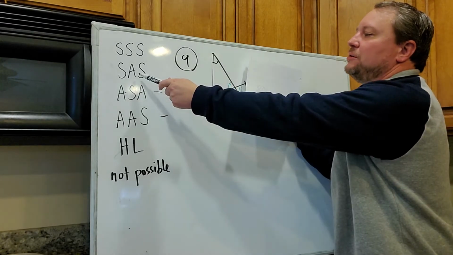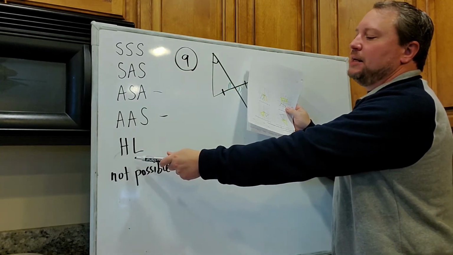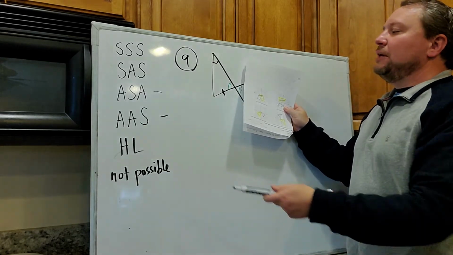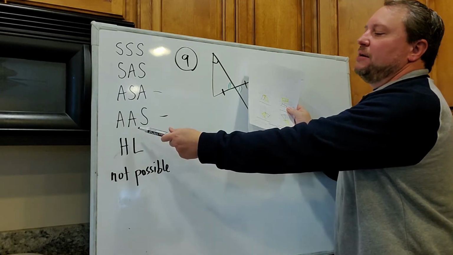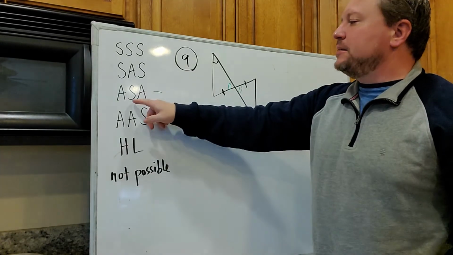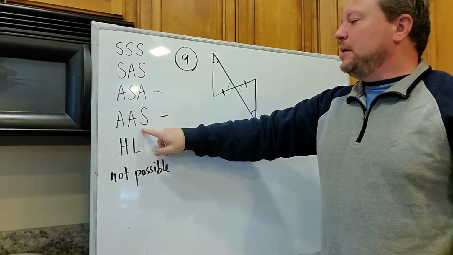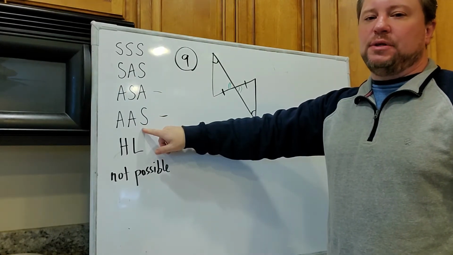Because that requires 2 sides and an angle. That requires all 3 sides. HL is 2 sides and an angle. So it's got to be one of these 2. It's either ASA or AAS. The only difference between the 2 of those is that the side here has to be in between or included. And here the side is not included, not in between.